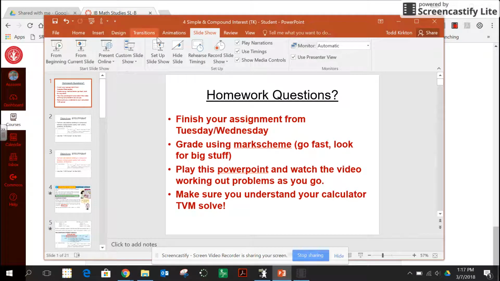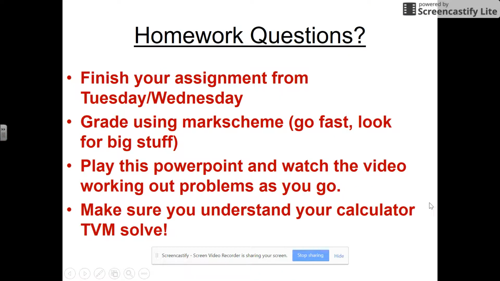Okay, so let's talk about some things here. If you use the PowerPoint, make sure that you pause it and work things out as you go, or you'll get confused. So first things first, finish your assignment from Tuesday, Wednesday. Grade it, or I will have the mark scheme. Go fast. Just look for the big stuff. Don't spend time like we're doing apps. See what questions you have. I'll try to answer them when I come back.